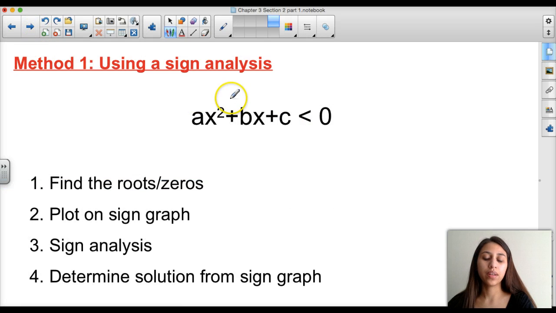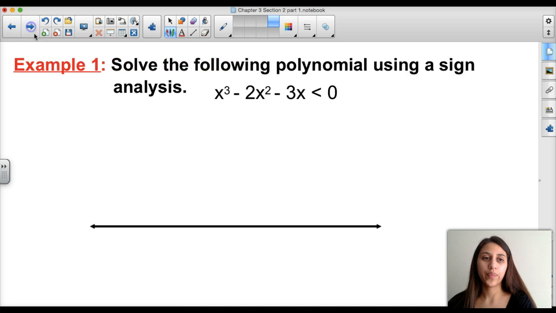And with this method, we'll be given some sort of polynomial either in this form where we'll have to factor it, or sometimes it's already factored for us. And the usual process is 1, finding the roots or the zeros, then 2, plotting them on a graph, 3, doing our sign analysis just like we did in Chapter 2, and then from there we'll be able to determine our solutions. Okay. So example 1, solve the following polynomial using a sign analysis.